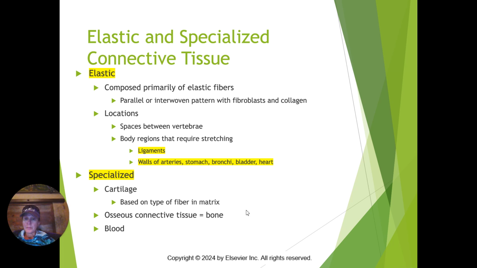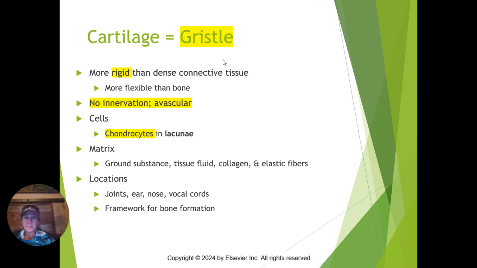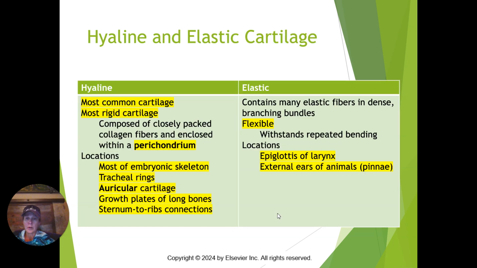And there's a couple different types of cartilage that we're going to talk about as well. Cartilage in general is more rigid than dense connective tissue, yet it is more flexible than bone. Cartilage in general does not have any innervation to it, and it does not carry a blood supply either. The major cell types in cartilage are called chondrocytes, and they live in little spaces called lacunae. Their matrix is ground substance, tissue fluid, collagen, and elastic fibers, and we find cartilage in the joints, in the nose, in the vocal cords, and as a framework for bones.